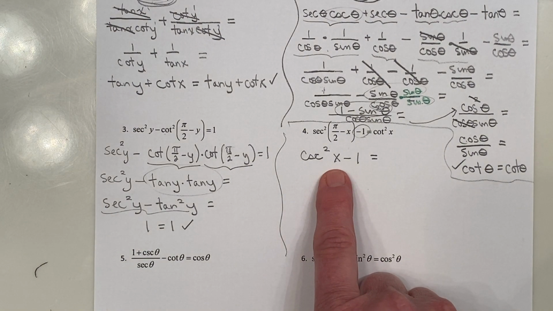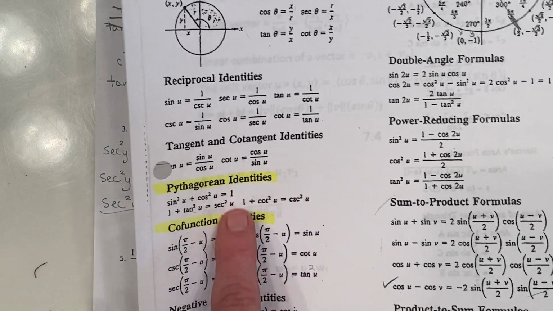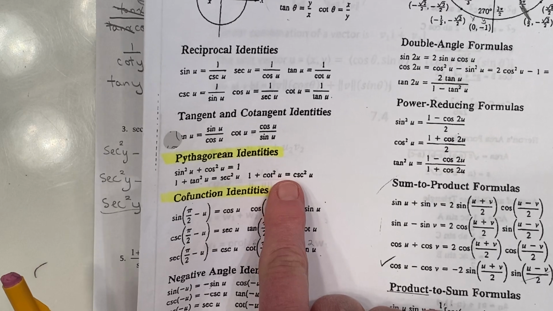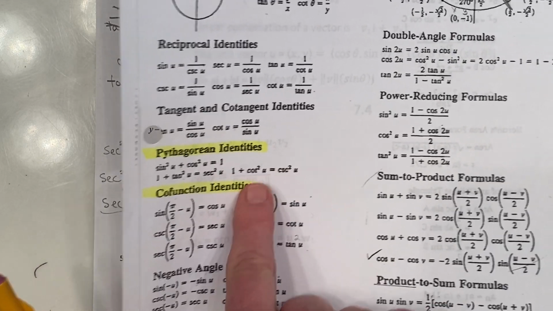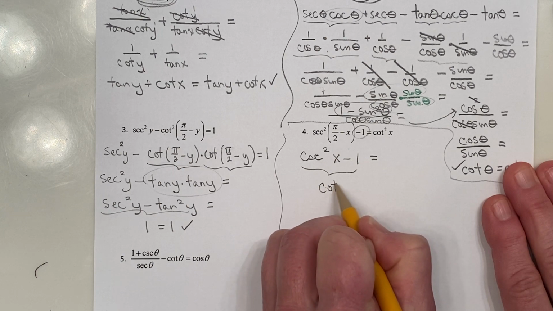Go to your Pythagorean identities right here. Look at this identity that we have, okay? We have rearranged versions of this, like just move the 1 over. Okay, so this right here is cotangent squared x.